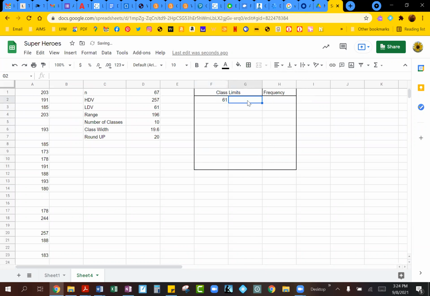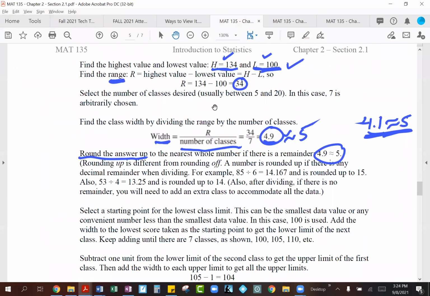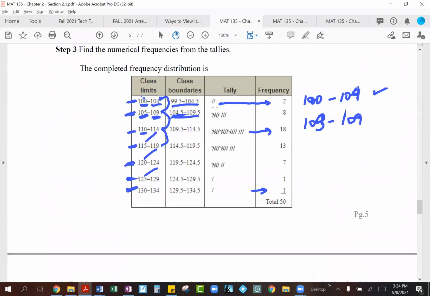And we're going to put this as our 2 columns for now. If we need more, we can add more columns. So that's your lower limit. Now, remember when we were looking at this example here, I said when you're looking at your class width, you're going from lower class limit to lower class limit. That's how you're looking at your class width.